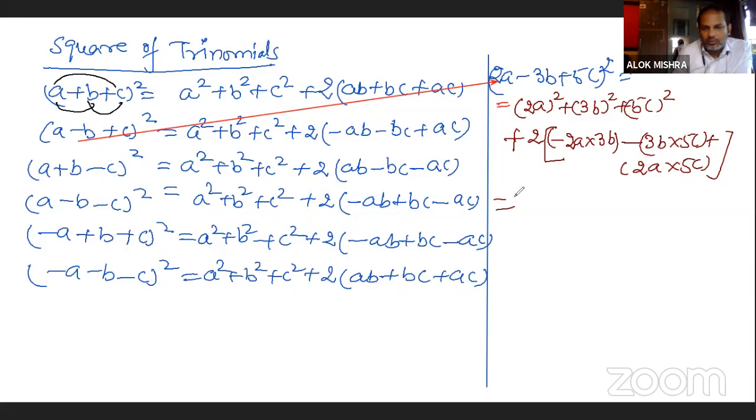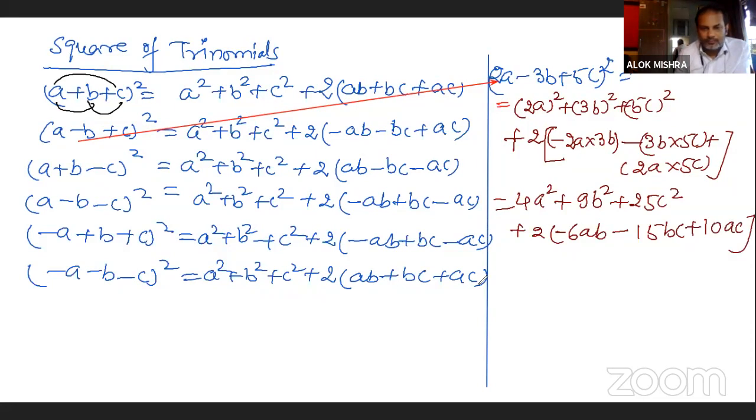So this is equal to, I'll simply write it as 4a square plus 9b square plus 25c square plus 2 times, minus 2 3 is 6, so that is minus 6ab, minus 5 3 is 15bc plus 10ac. Is this fine? Yes. Okay.